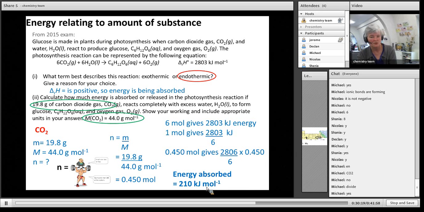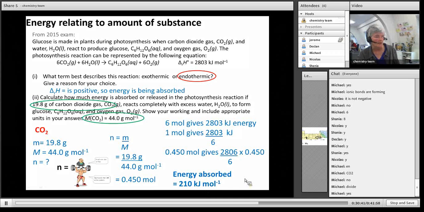So kilojoules per mole is when we're working with the heat of reaction for a given reaction, or if we are actually doing the amount of energy for 1 mole. Okay, here we're not doing it for 1 mole, this is for 0.450 mole. Otherwise we just use kilojoules of energy if it's for an arbitrary amount.